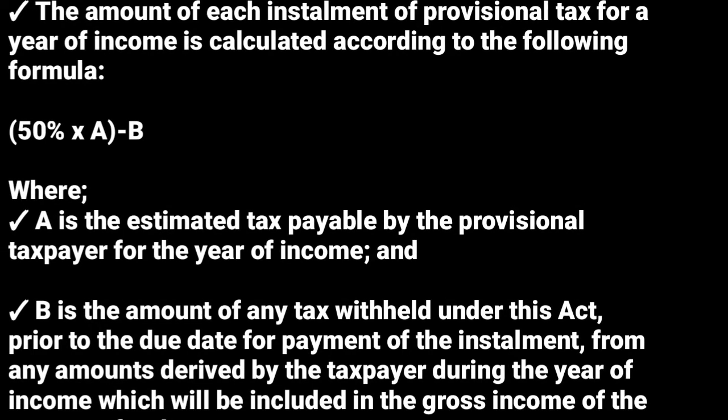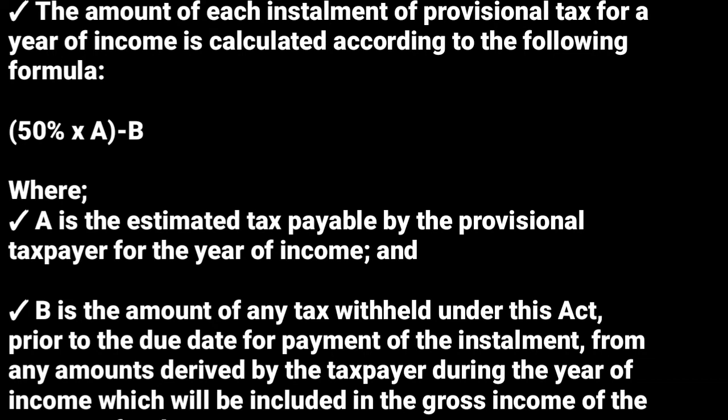The amount for each installment of provisional tax for the year of income is calculated according to the following formula, which is 50% times (A minus B), whereby A is the estimated tax payable by the provisional taxpayer for that year of income, and B is the amount of any tax withheld under this act prior to the due date for payment of the installment from any amounts derived by the taxpayer during the year of income, which is included in the gross income.